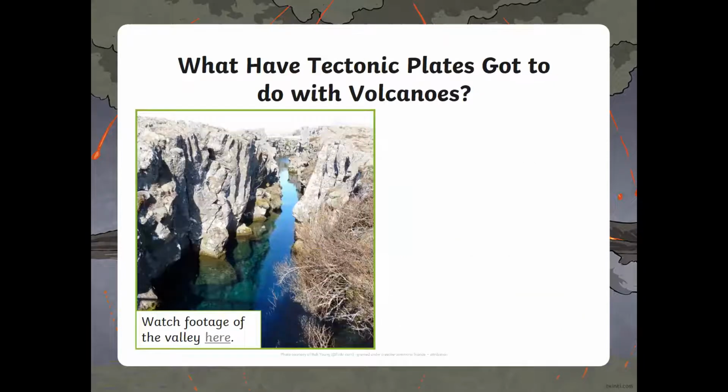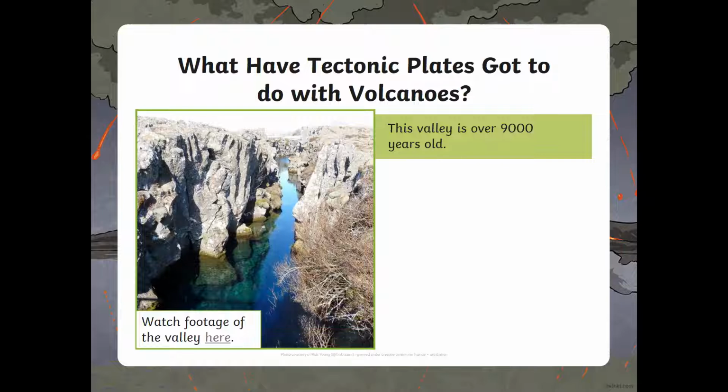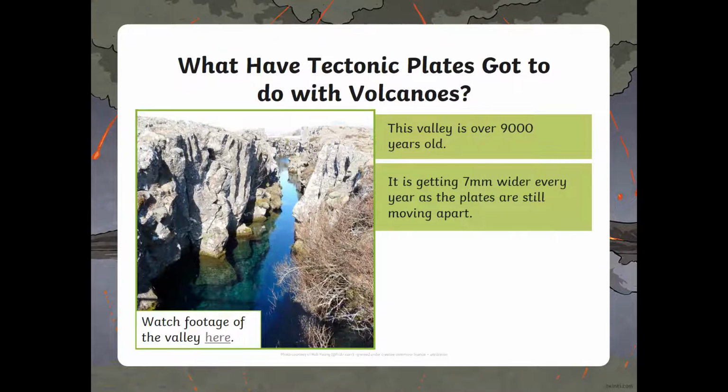What have tectonic plates got to do with volcanoes? Have a look at the photograph of the Thingvellir Valley in Iceland. This is where the North American and Eurasian plates are separating. This valley is over 9,000 years old. It is getting 7 millimeters wider every year as the plates are still moving apart.